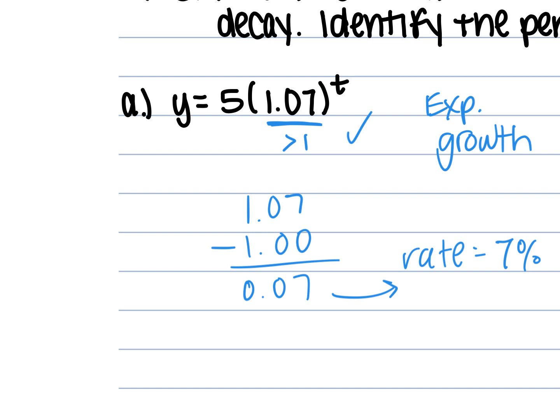Questions? Comments? Concerns? Josh? Why do you turn it to a percent? Why do I turn it into a percent? Because I don't want to say that my rate is 0.07. Typically, we say that our rate is 7%. Okay? All right, B.